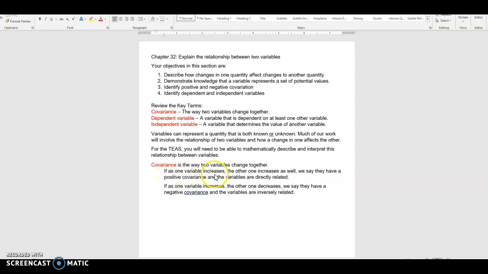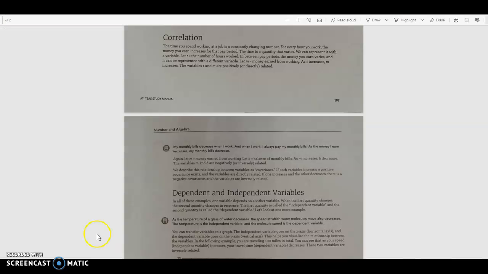If as one variable increases, the other one increases as well, we say they have a positive covariance and the variables are directly related. If as one variable increases, the other one decreases, we say that we have a negative covariance and the variables are inversely related. In the TEAS textbook, you're going to see correlation, and you're also going to see covariance.